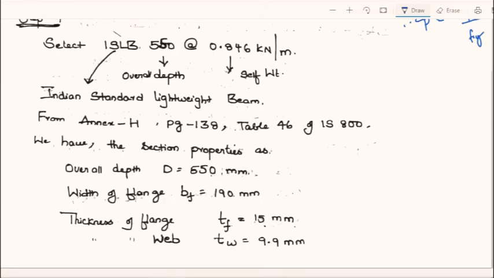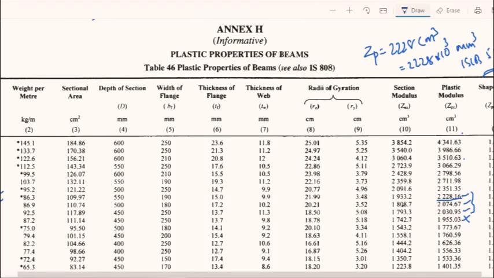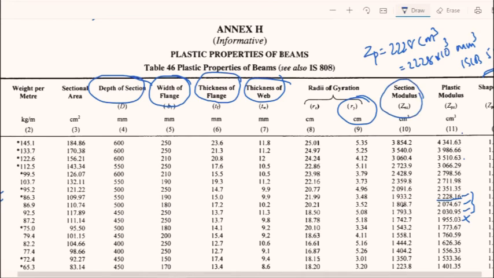So in this step 4, I have selected ISLB 550, that is nothing but Indian standard lightweight beam, and therefore from Annex H of IS 800, from table 46 of page number 138, I can get the remaining properties of the section, such as depth of the section capital D, flange width, thickness of the flange, web thickness, least radius of gyration, section modulus ZE, and shape factor.